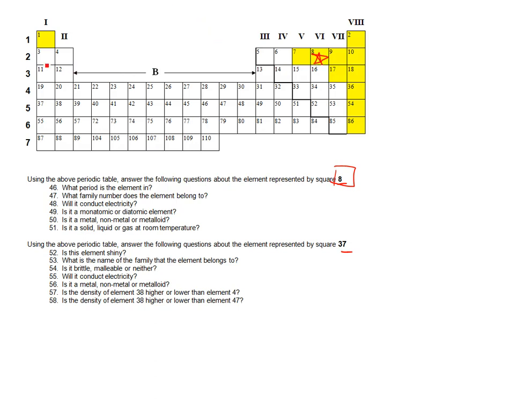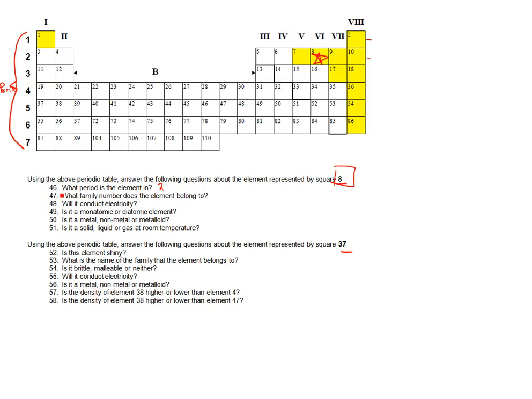Okay, problem 46 says, what period is the element in? All right, you should remember and be able to tell from your periodic table that the rows are the periods. So that's easy. This is in the second row, 1, 2, so I'll just say it's in 2.